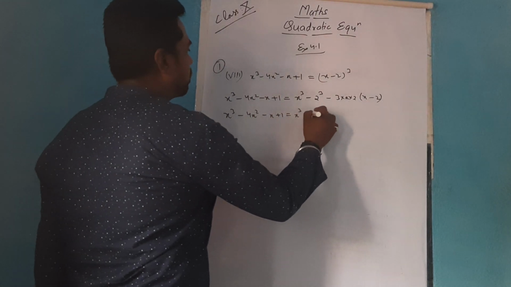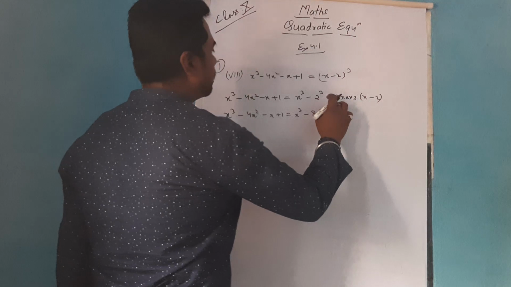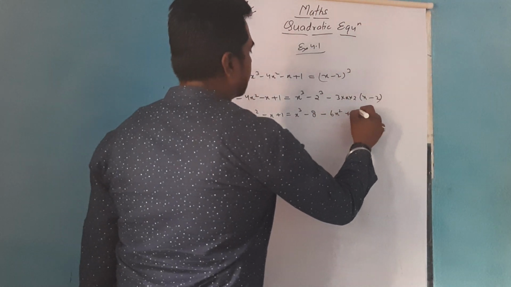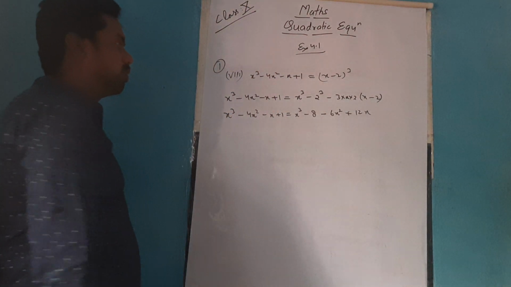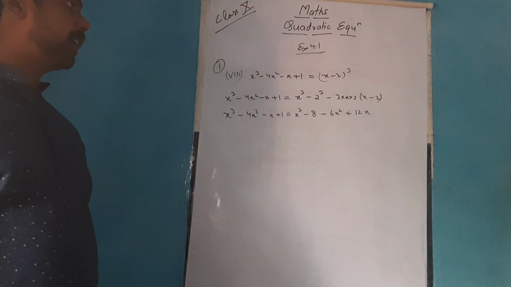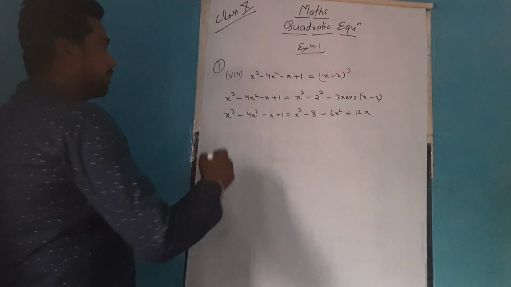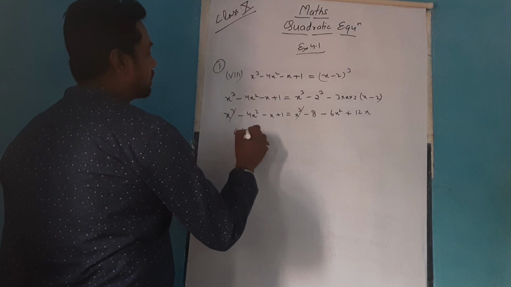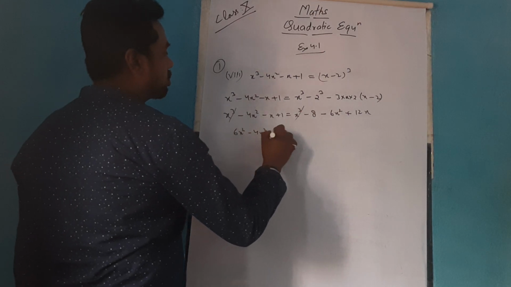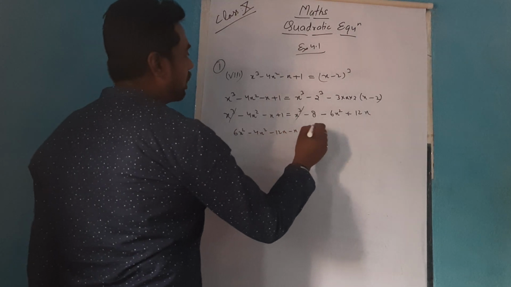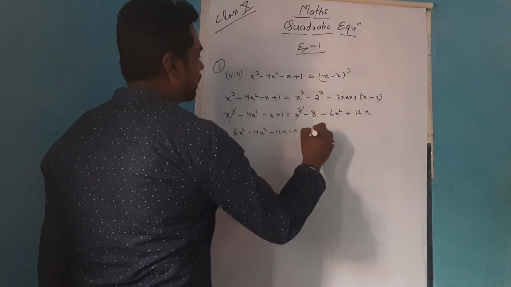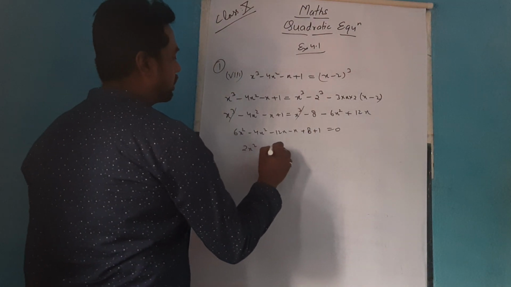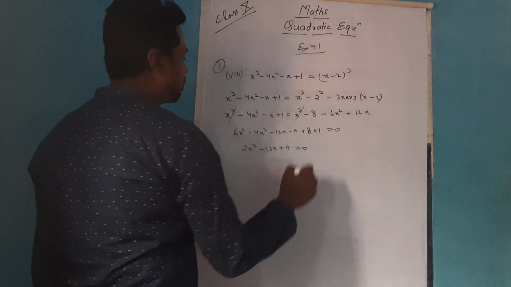Now we'll solve the RHS and copy the LHS as it is. So that becomes x cube minus 8 minus 6x square plus 12x. Now we'll put all the terms towards the left hand side. So x cube cancels, minus 6x square becomes plus 6x square, plus 12x becomes minus 12x, and minus 8 becomes plus 8, plus 1. So we get 2x square minus 13x plus 9 equals 0.